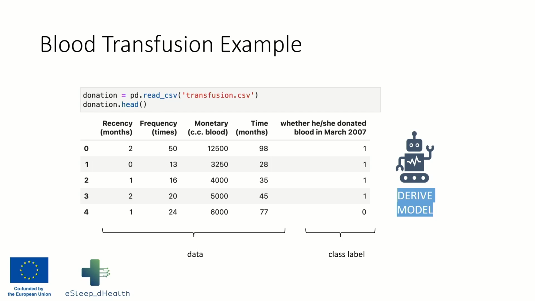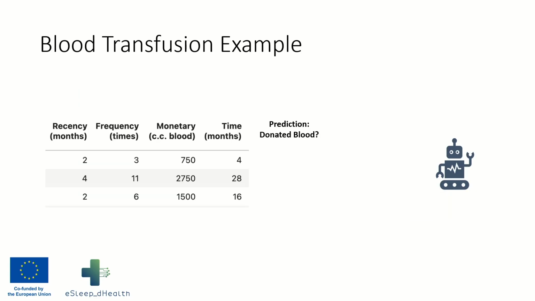So the first step here is to derive a model from this data. And then, once we created this internal model, we can make predictions whether the person did donate blood or not. So in the prediction step, we would only know the information about the person, but we don't know yet whether the person did donate blood or not. So now we need our model to make the predictions. And that is called classification.